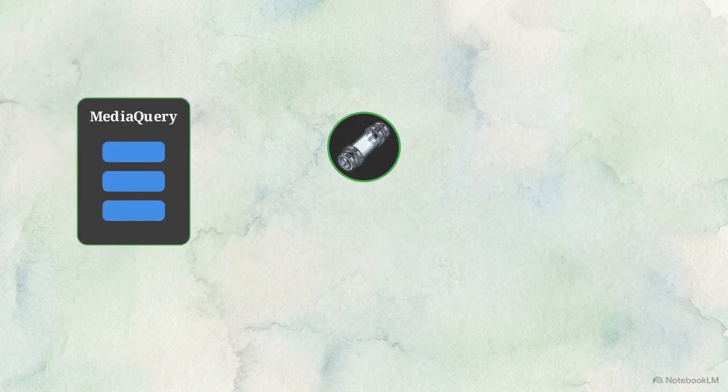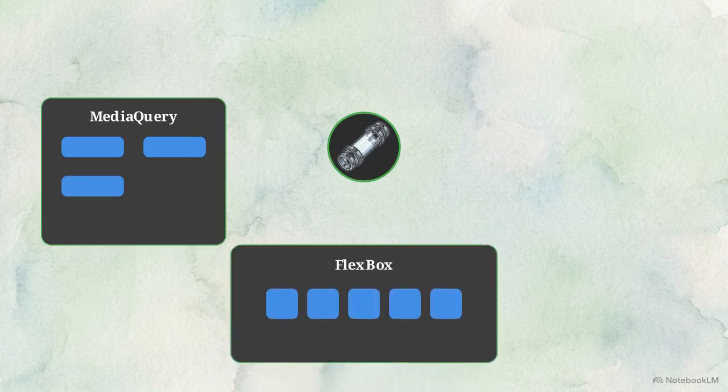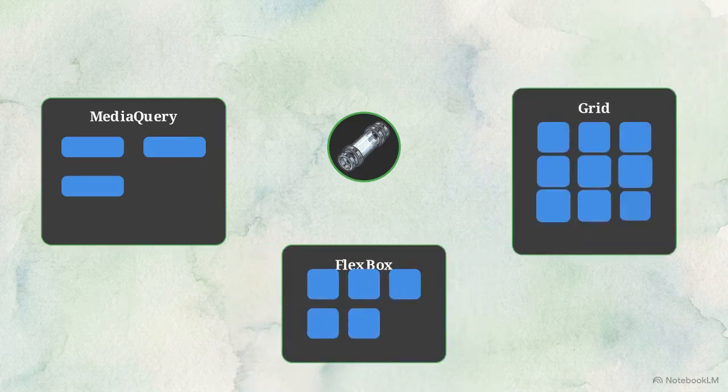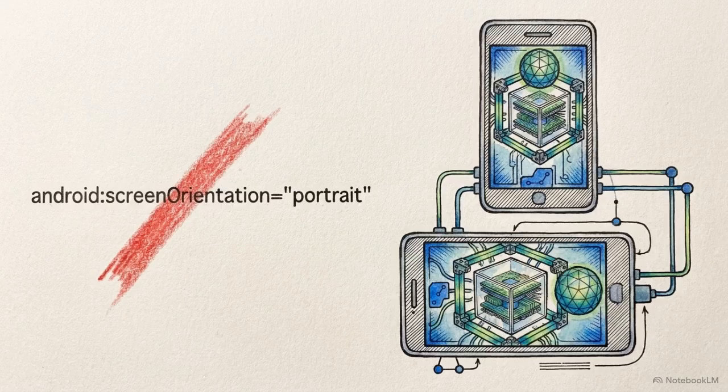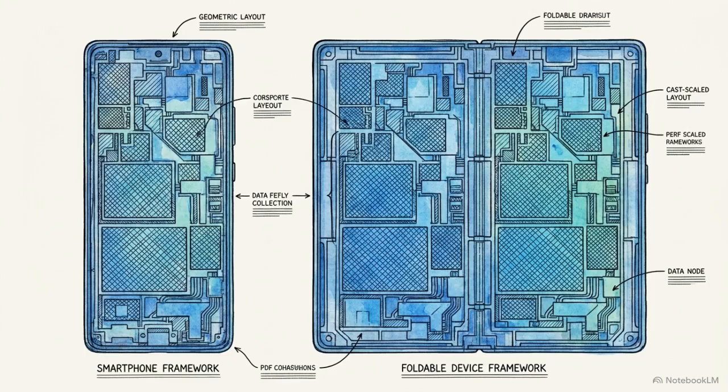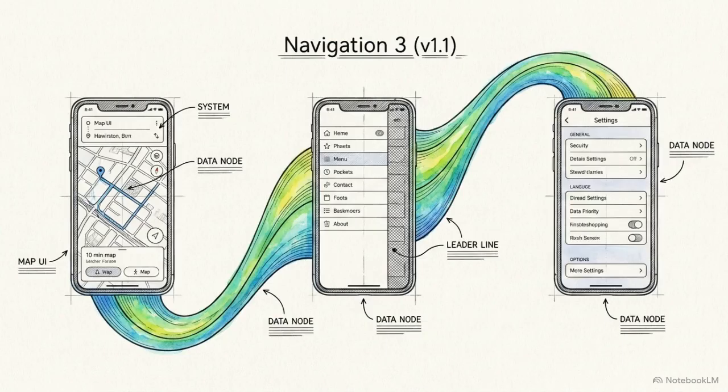Compose 1.11 also introduces necessary adaptive primitives, specifically Media Query, Flexbox, and Grid. Android 17 now ignores fixed orientation attributes entirely. These primitives enforce dynamic resizing across foldables and large screens, ensuring your interface scales whether the user expands a fold or docks their device. To route users through adaptive layouts, the Navigation 3 library provides scene decorators in version 1.1.